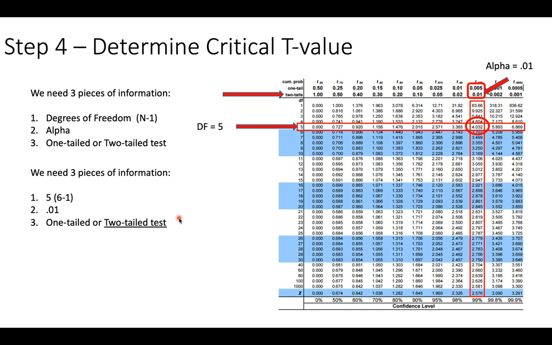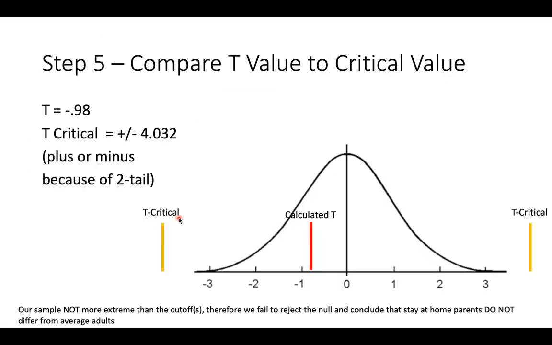And so we will be putting 4.032 as a critical value both above and below the mean on our comparison distribution. So our critical t-values are way out here, right? Plus or minus 4.032. Our calculated t, the t we derived from our sample, is negative 0.98. We're right here. So our calculated t did not cross over either of our thresholds. We are not more extreme.